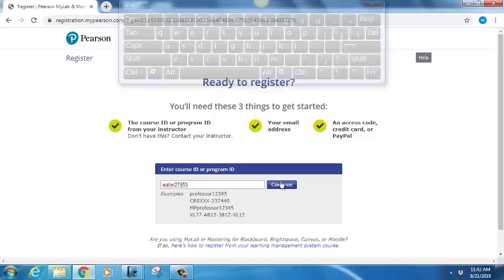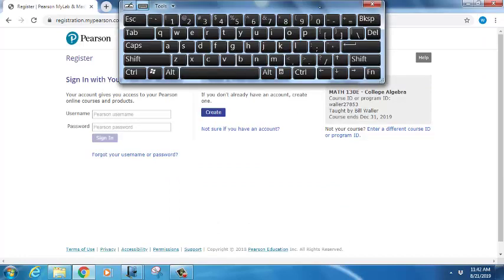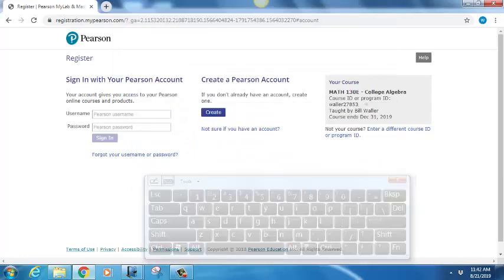Okay, and then just hit continue. And for most of you, it found me, right? So that's the right course. And then for most of you, you're going to create your account for the first time. But if you happen to have used MyMathLab in the past, you can go ahead and sign in with your prior username and password.